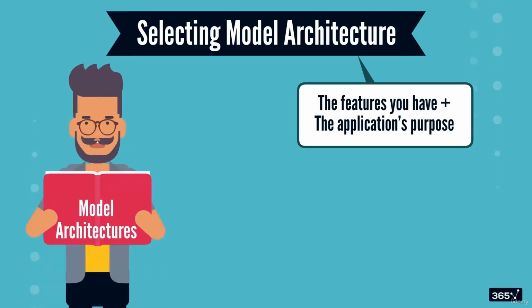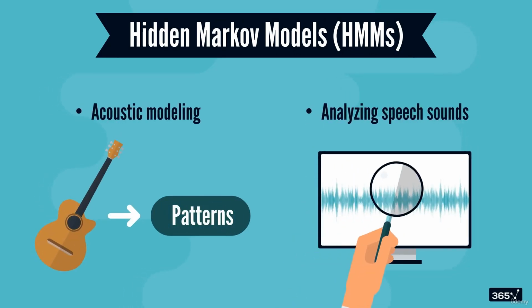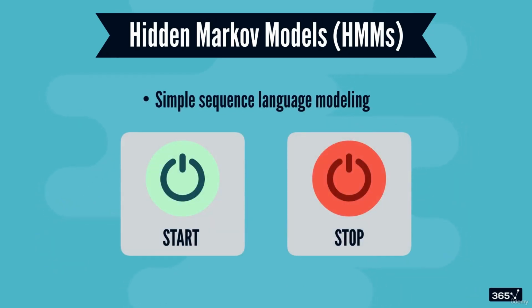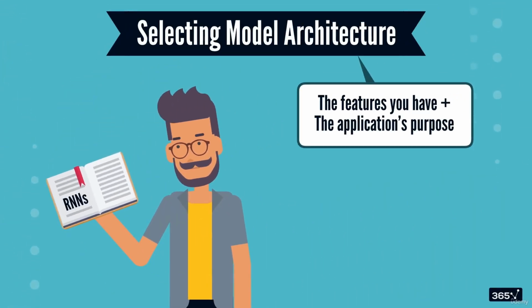Let's review the architectures we've discussed in previous lessons and examine the scenarios in which each would be appropriate. As discussed earlier in the course, hidden Markov models are primarily used for acoustic modeling and analyzing speech sounds. They can also perform simple sequence language modeling, such as isolated word recognition. For instance, HMMs could create a basic system for recognizing a small set of spoken commands such as start and stop. Nevertheless, hidden Markov models are rarely used for speech recognition nowadays because they pave the way for more modern techniques like neural networks.